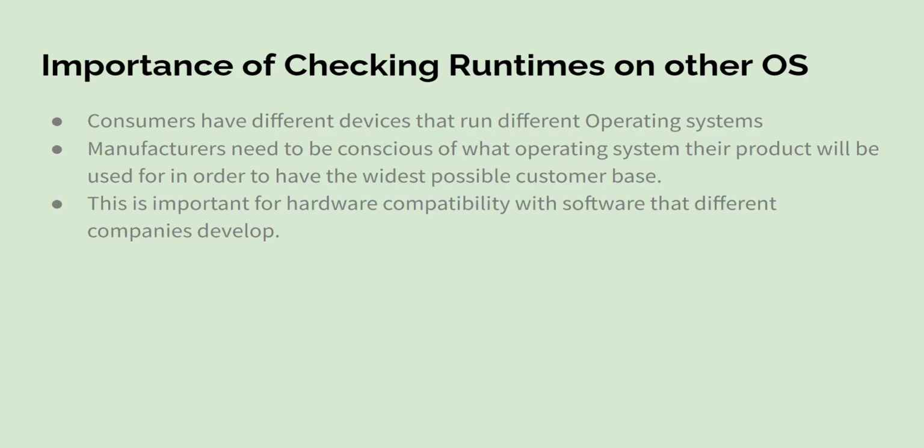So, in terms of compile times and other operating systems, consumers have different devices that run different operating systems. An ATM is going to have a different operating system, typically, than your personal computer at the house. Manufacturers need to be conscious of what operating systems their products are going to be used on in order to have the widest possible customer base, but also to make sure that software and hardware compatibility issues don't develop. They develop a program and it runs perfectly fine on a Linux machine, but it doesn't run on a Windows machine, for example.